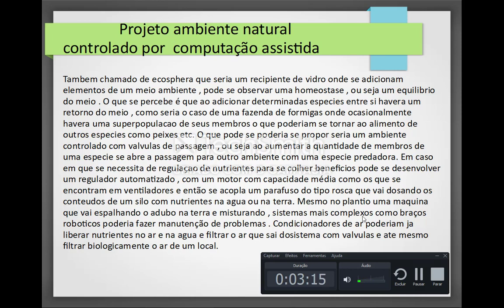Even when planting, a machine that spreads the fertilizer on the soil and mixes it. More complex systems such as robotic arms could maintain problems. Air conditioners could already release nutrients into the air and water and filter the air that leaves the system with valves, and even biologically filter the air from a location.